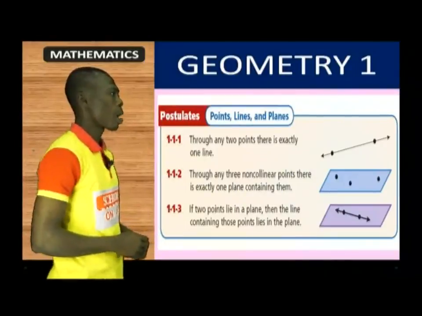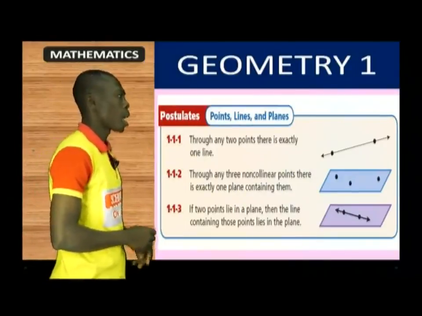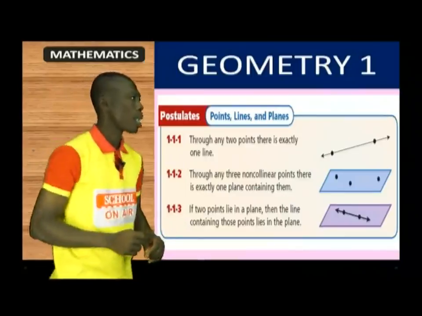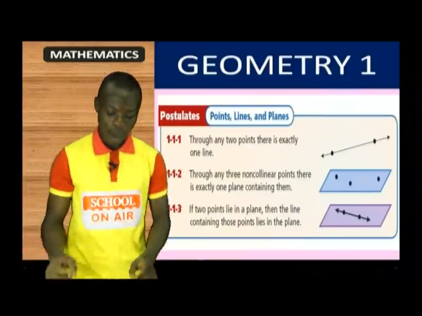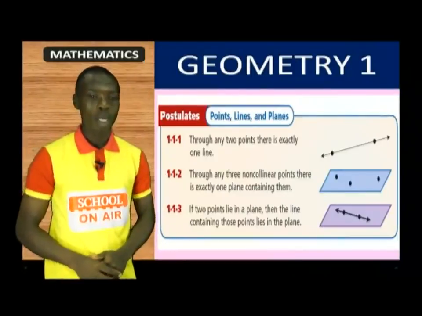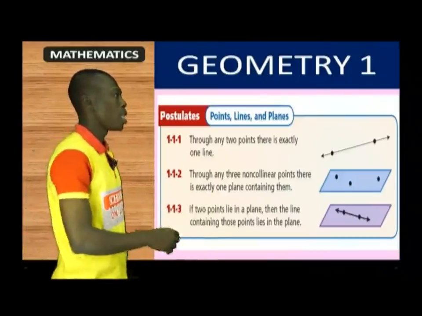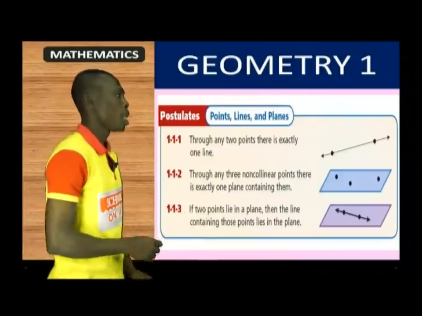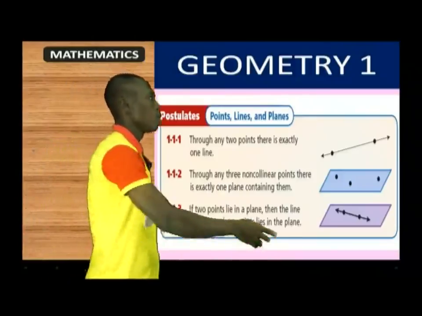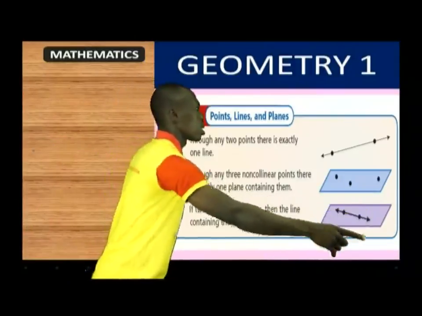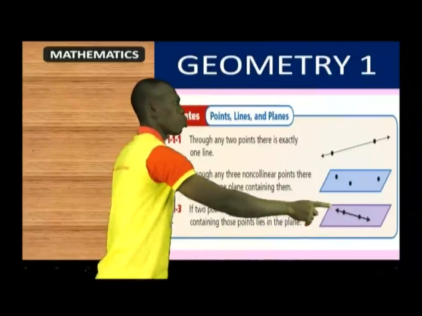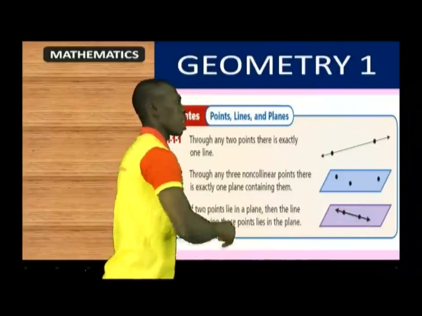Then the third postulate that we have here about lines, points, and planes says that if 2 points lie in a plane, then the line containing those points lies in the plane. If 2 points lie in a plane, then the line containing those points lies in the plane. Okay, so this is a plane. You can see that plane, and then there are these 2 points lying in that plane.